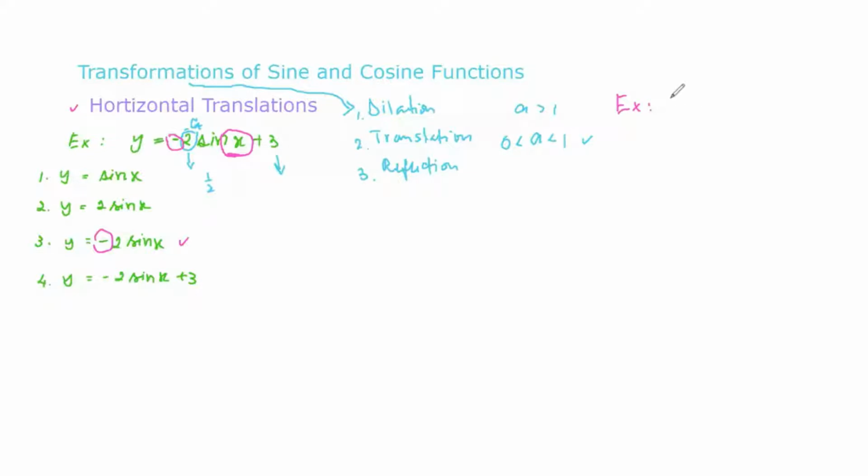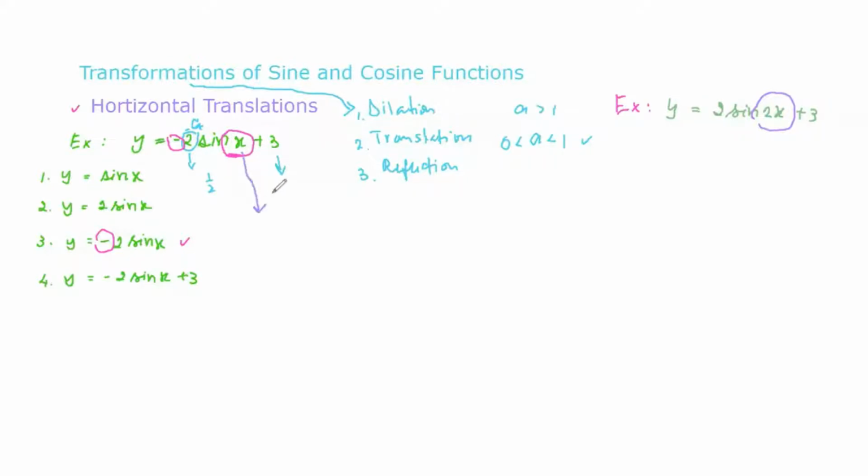Say y equal to 2 sine 2x plus 3. Now you observe this one. What is the difference here? We have 2x now. Before we had only 1x. Come back to the question y equal to sine x. How do we know the period?